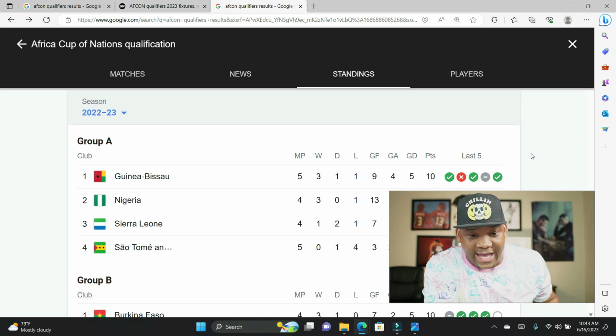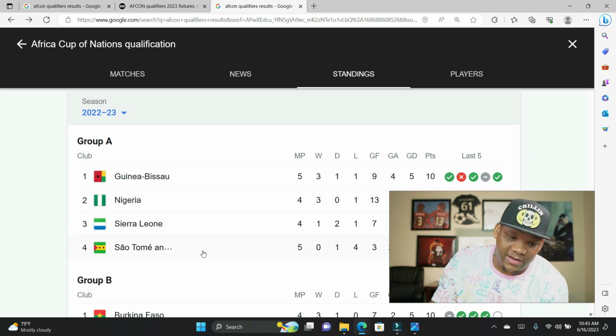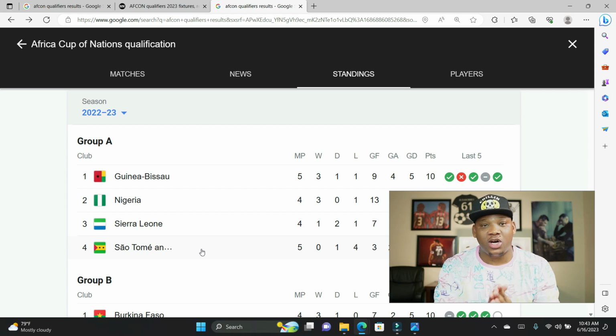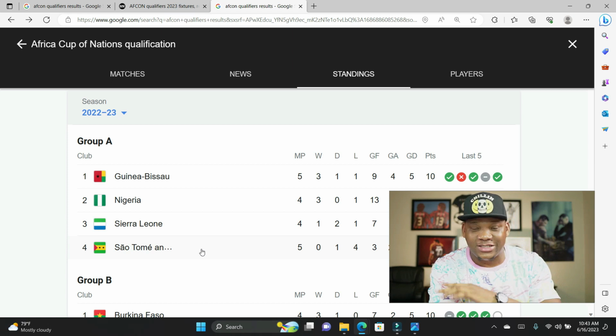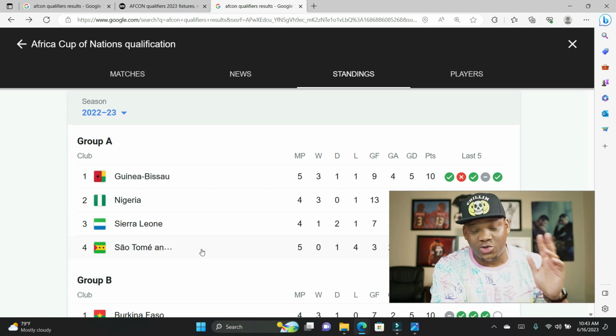So in Group A, Guinea-Bissau still top of the group. Nigeria, who has a game in hand, Sierra Leone, Sao Tome and Principe. Now here's the real quick rule. At this phase there's 12 groups of 4 teams, so there's 48 teams. The first 2 teams of each group will qualify straight to the African Cup of Nations in Ivory Coast in January 2024.